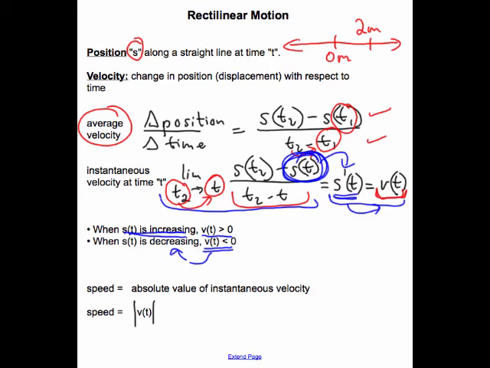Alright, don't confuse speed with velocity. Velocity can be positive or negative depending on the direction we're moving, whether position is increasing or decreasing. Speed is always a positive quantity. Speed is defined as the absolute value of instantaneous velocity.